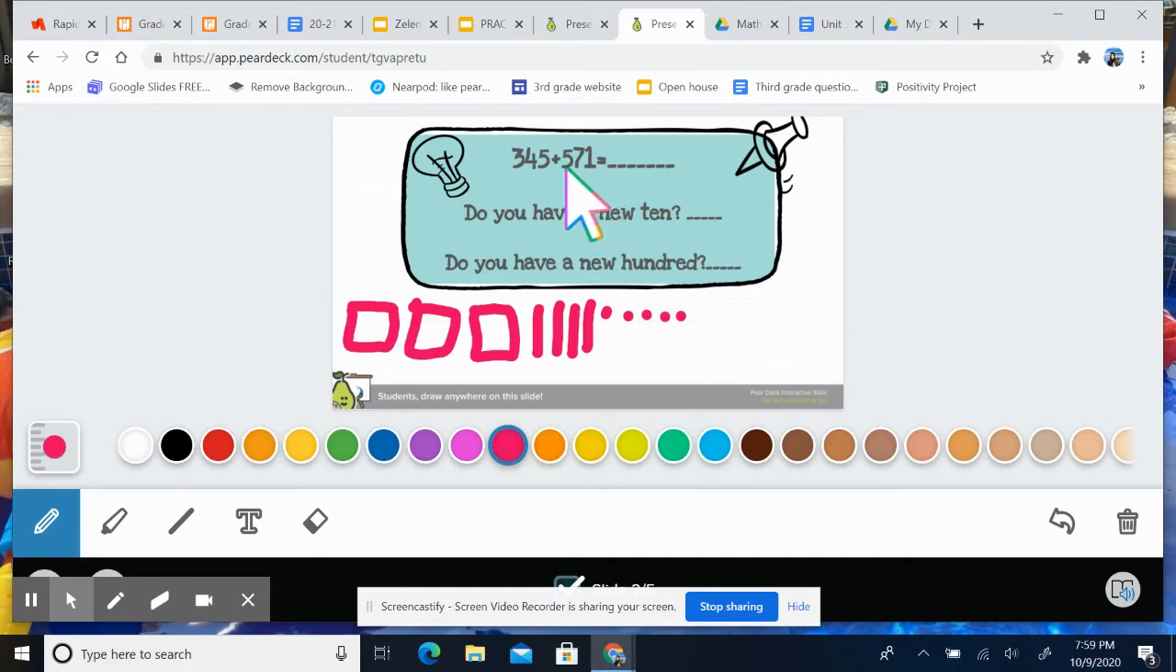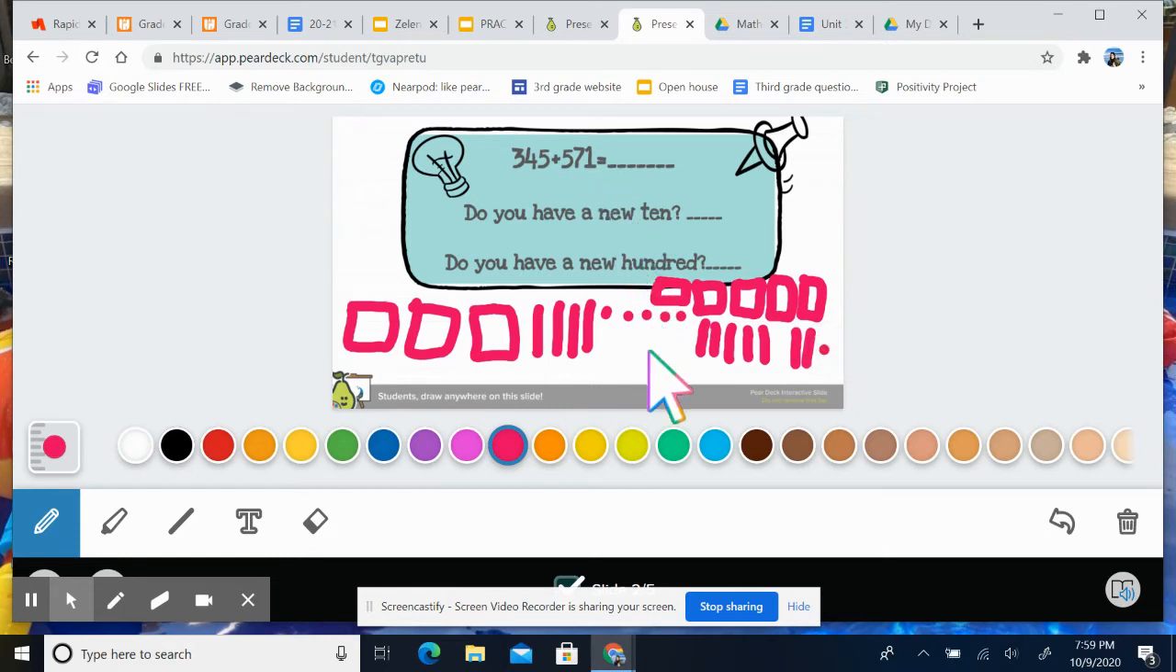I will need another 5 boxes to represent 500. I need 7 10 sticks to represent my tens, which is 70. And I have 1 in the ones place.